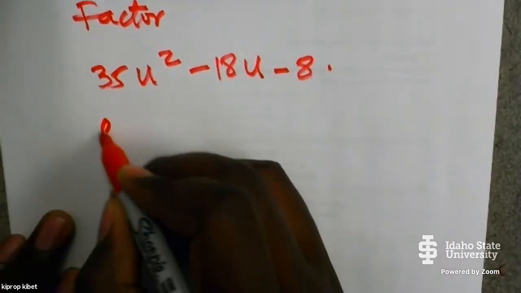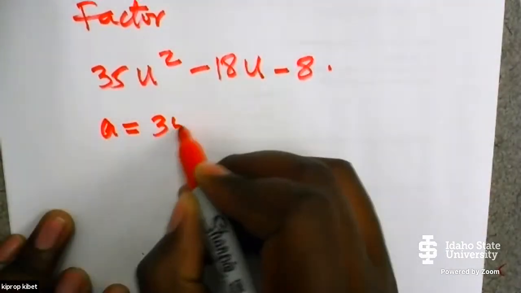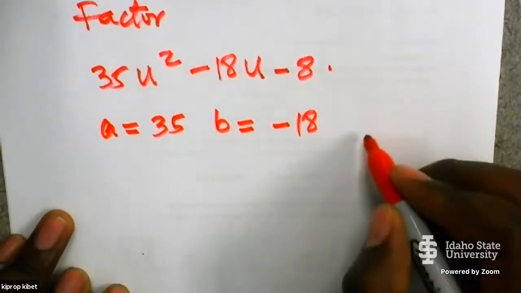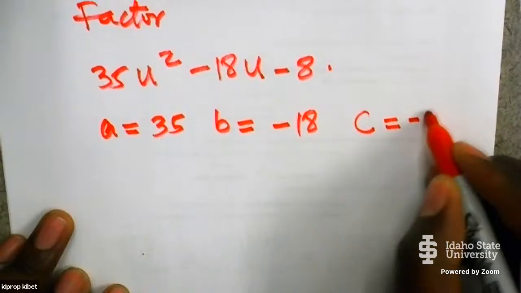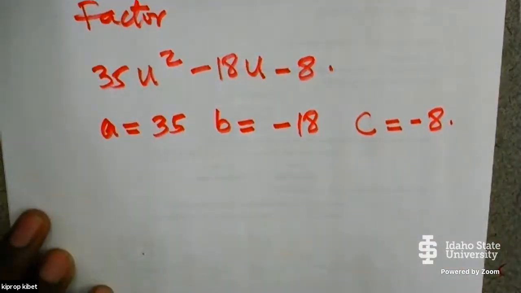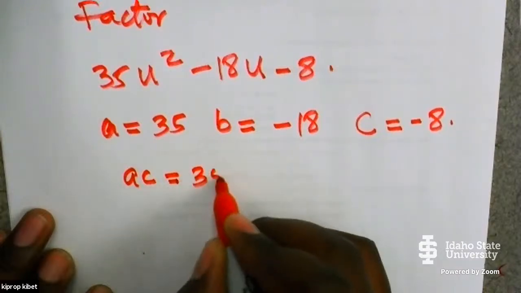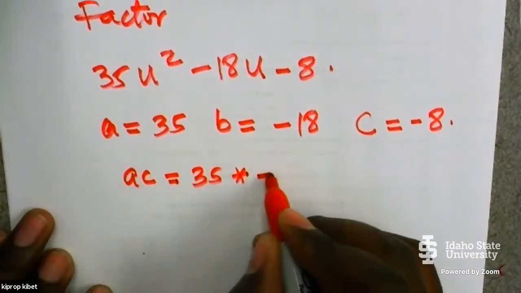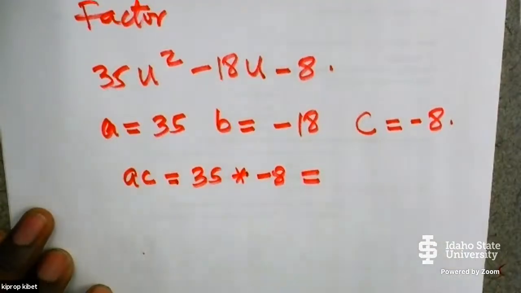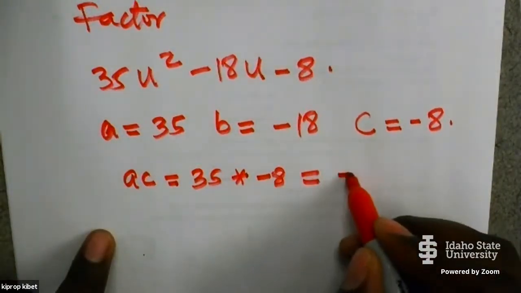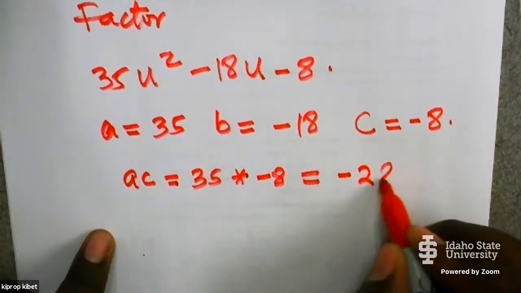So we have the A, which is what? 35. And then we have the B, which is negative 18. And then the C, which is negative 8. So our AC equals 35 multiplied by negative 8, which equals what? Negative 280.